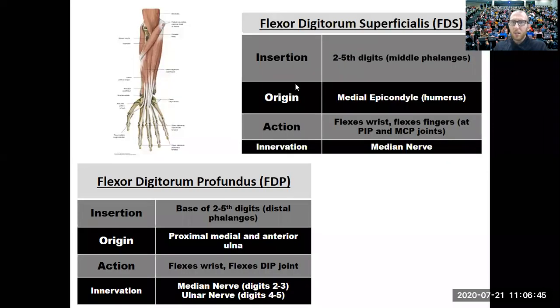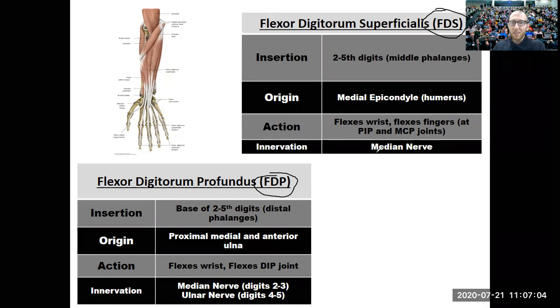All right, so let's talk about the difference between that flexor digitorum superficialis and the flexor digitorum profundus. You will need to write these out entirely. The abbreviations are here, but don't rely on the abbreviations. Rely on knowing the entire name of that muscle.